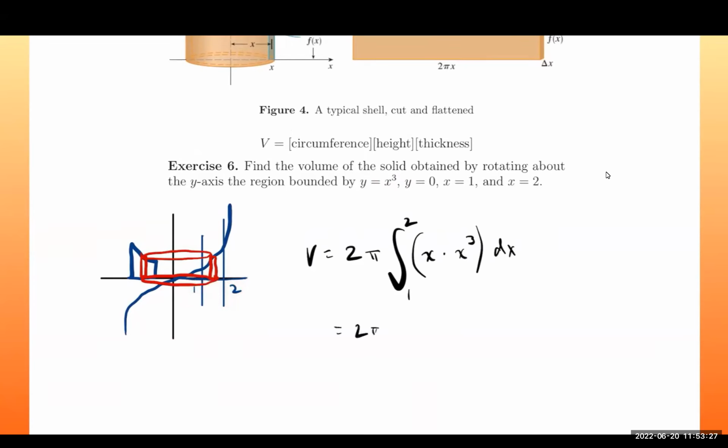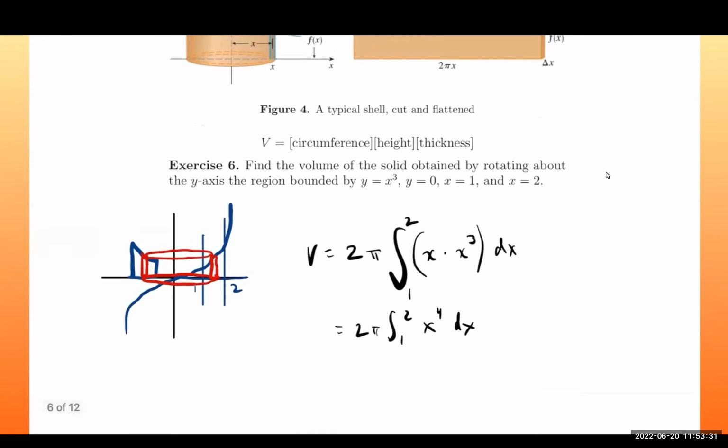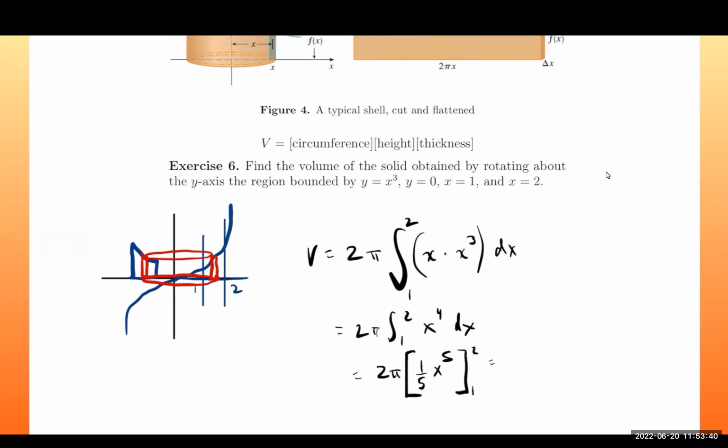So this is going to become 2 pi integral 1 to 2 x to the 4th with respect to x. So this is going to be 1/5 x to the 5th antiderivative. And we have 2 pi, the constant, going from 1 to 2. So it's going to be 2 pi times 32 over 5 minus 1/5, which is going to be 31, times 2 is 62/5 pi. And that is our final answer.